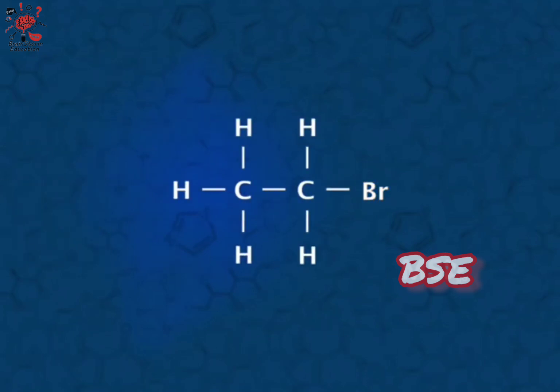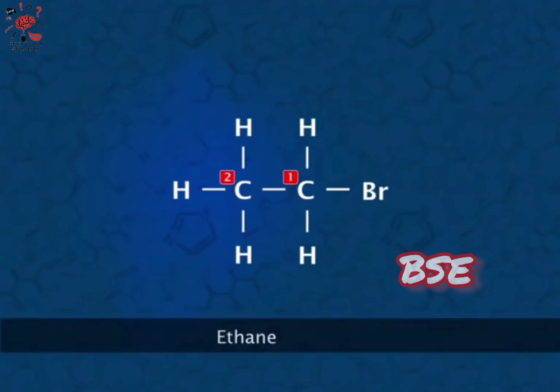First, determine the parent hydrocarbon by counting the number of carbon atoms in the chain. As there are 2 carbon atoms in this compound, the parent hydrocarbon is ethane. Use the prefix bromo when the functional group is bromine. This compound is named bromoethane.